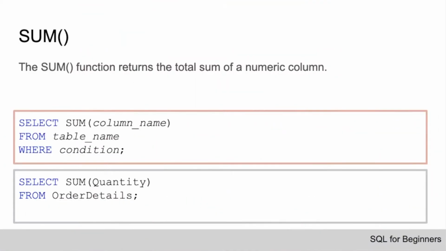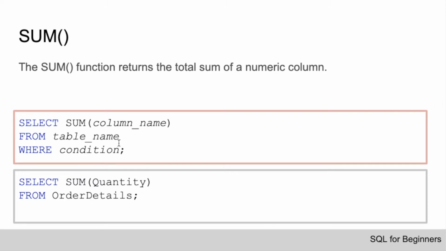In this video, we are going to talk about the 3 SQL functions, which are sum, minimum, and maximum. So first of all, let's talk about sum. This is the function that returns the total sum of a numeric column. The column that you are applying this function to must be a numeric column, otherwise it's not going to work.